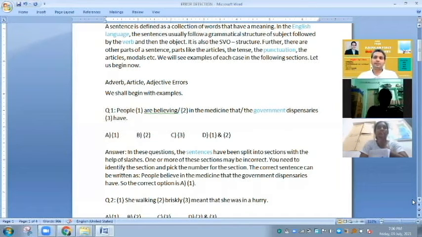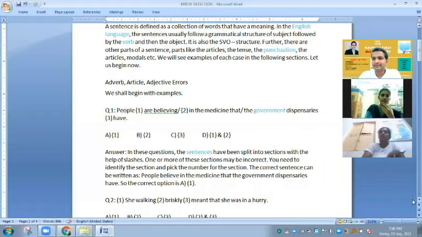So before I just switch to the next question, what I should ask you is, how do you understand doing this activity? It's an easy task, friends. You can probably eliminate from your imagination all the slashes and the numbers and write down immediately. That's the best technique. You write down the sentence as it is. Keep all the words. People are believing in the medicine that the government dispensaries. So you need to eliminate these slashes and numbers. Then you will get clarity immediately.